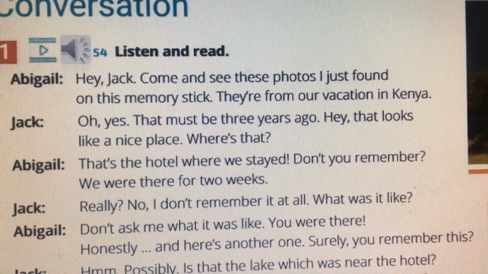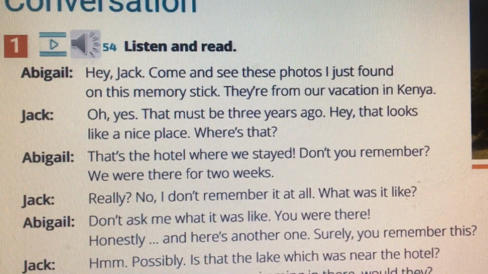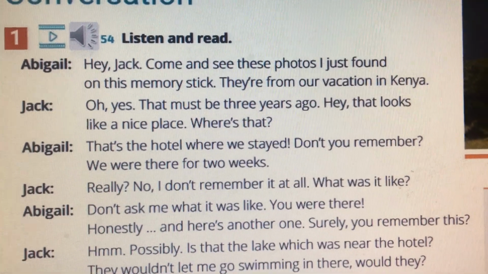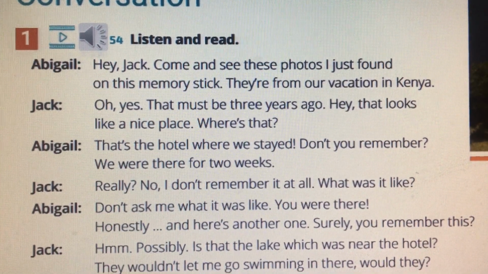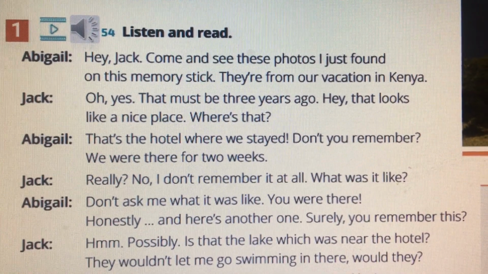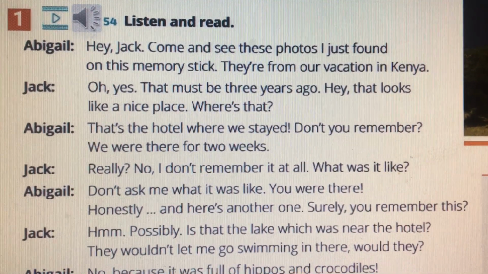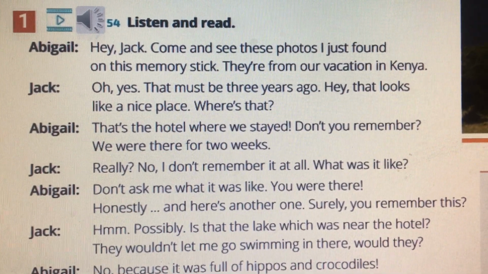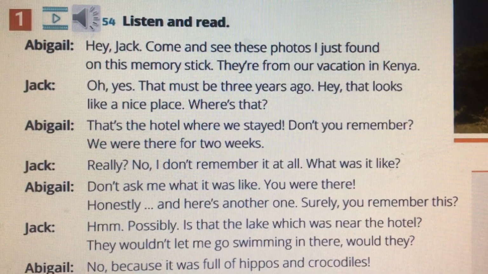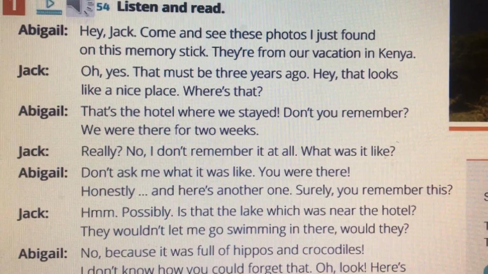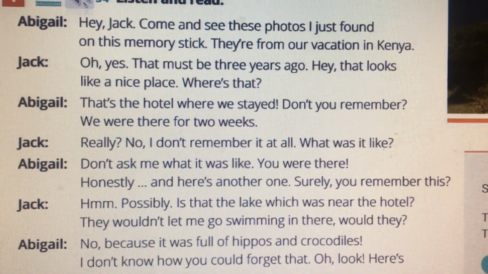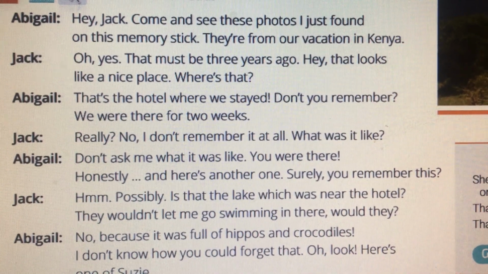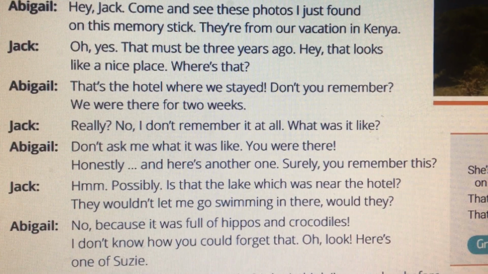Hey Jack, come and see these photos I just found on this memory stick. They're from our vacation in Kenya. Oh yes, that must be 3 years ago. Hey, that looks like a nice place. Where's that? That's the hotel where we stayed. Don't you remember? We were there for 2 weeks. Really? No, I don't remember it at all. What was it like? Don't ask me what it was like. You were there. Honestly. And here's another one. Surely you remember this.